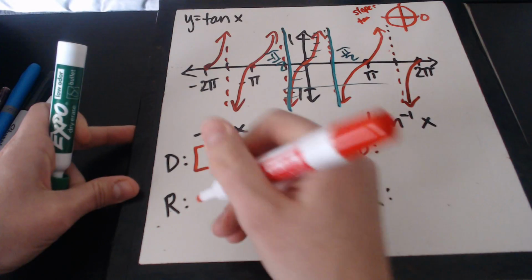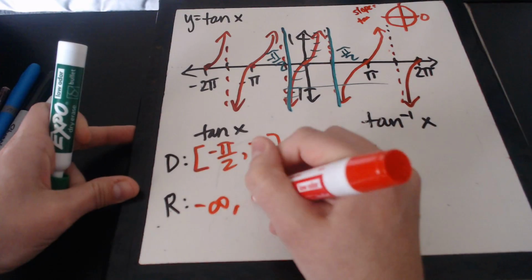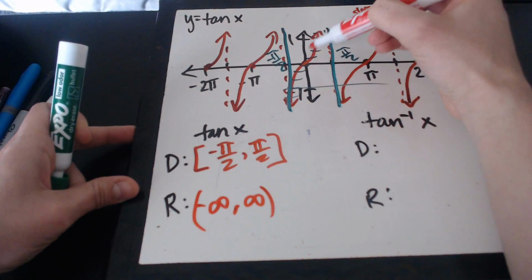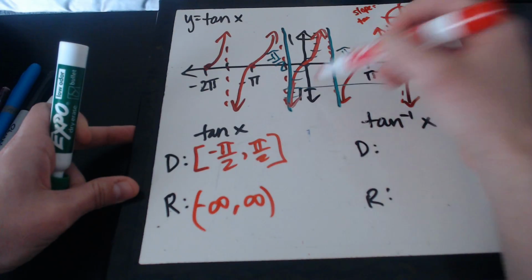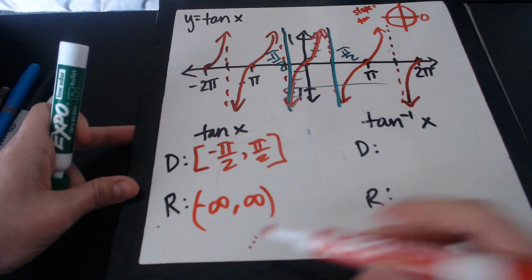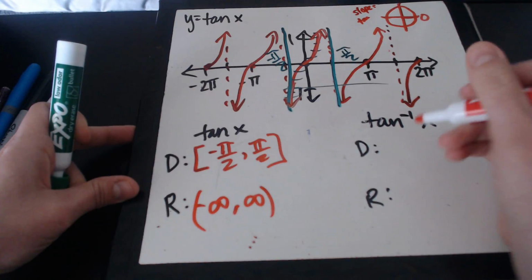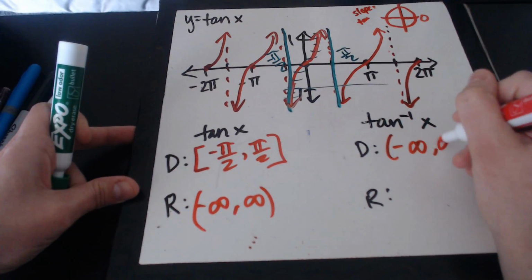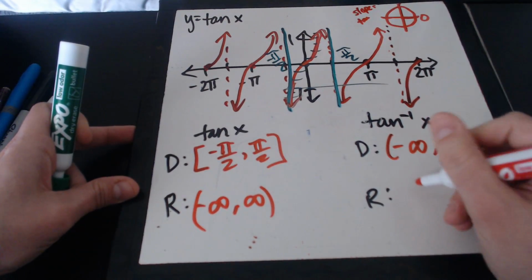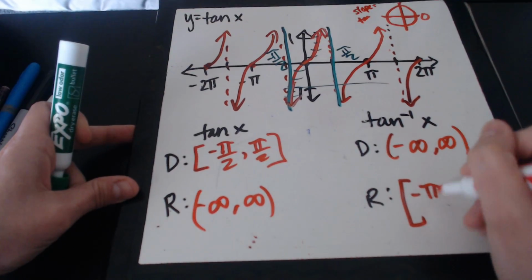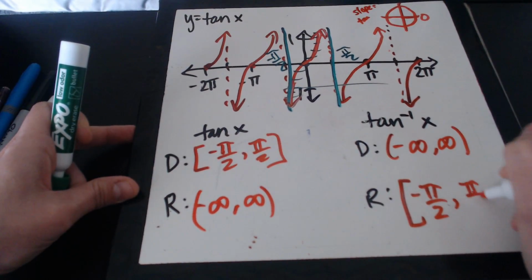And then my range is actually from negative infinity to positive infinity. So remember that these curves go up and down infinitely. So my range is a little bit different here. So now for tangent inverse of x, my domain is going to be negative infinity to positive infinity, but my range has to be between negative pi over 2 and pi over 2.